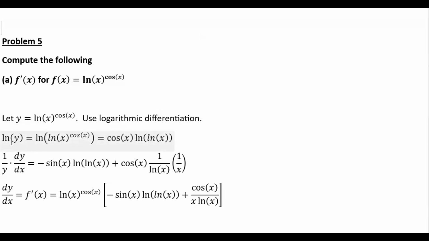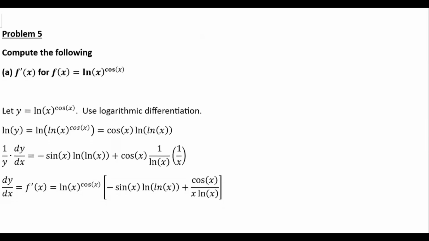Differentiate ln y, that's 1 over y dy dx. To differentiate this over here, we need the product rule and chain rule. So that's this over here. I won't go through the details. After that, we just multiply by y on both sides, and that's our answer. y is this guy over here, so that's how I wrote it.